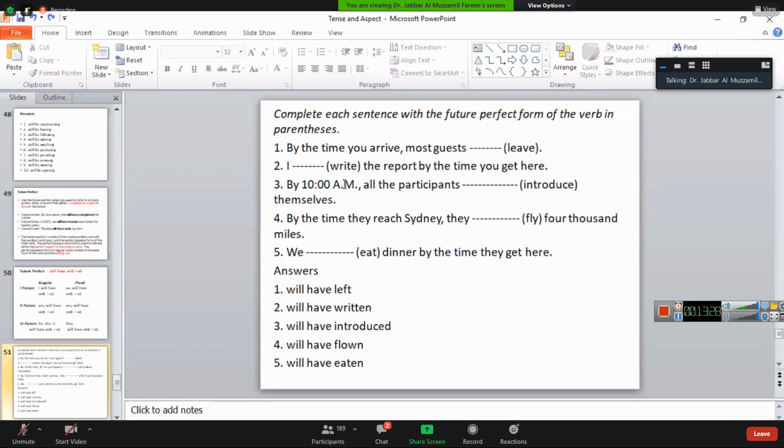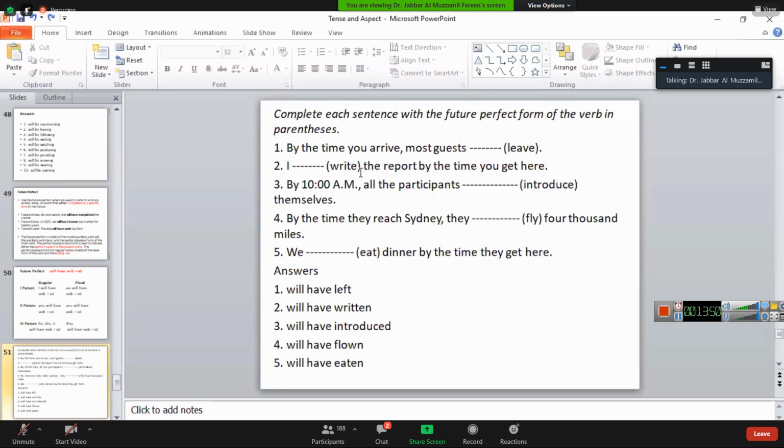And I dash right. I will have written. So for write you have write, wrote, written. You are not taking the general past tense, you are taking the past participle here. I will have written, so not wrote.